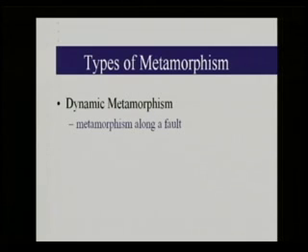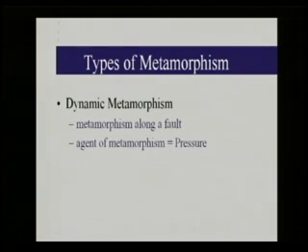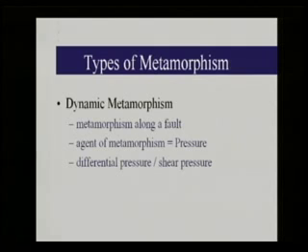Dynamic metamorphism is the opposite end of the spectrum, if you will. Metamorphism that occurs along a fault involves high pressure, but not very high temperature. This would be dynamic metamorphism. So the primary agent of metamorphism would be pressure. We have differential pressure in this case along the fault, and shear pressure, because usually we have faults moving in parallel but opposite directions, and this would be the case of a lateral fault, for example. The resulting rocks are termed mylonites.